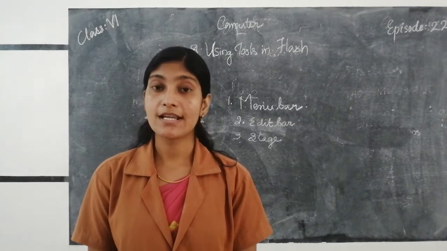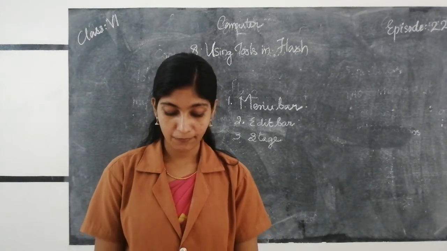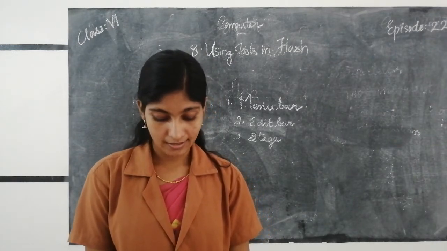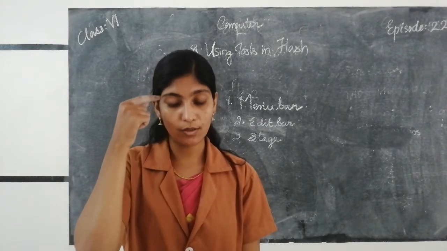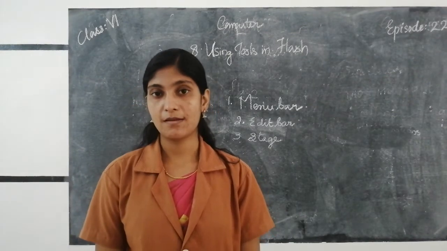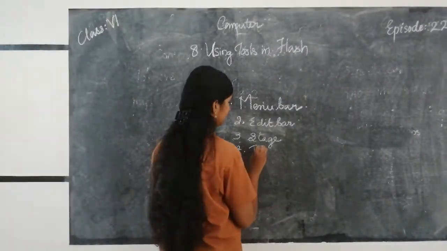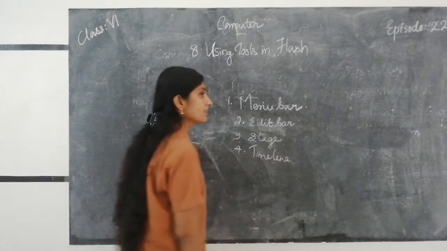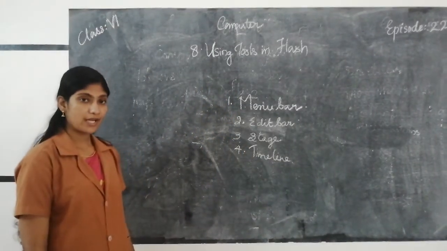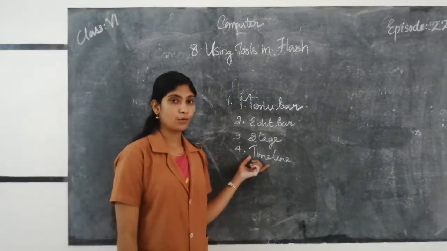And the fourth one is the timeline. Timeline consists of different frames arranged in a number grid. It contains a sequence of images which make the animation. So the fourth one is the timeline. Timeline contains different frames arranged in a grid form. That is the fourth component.